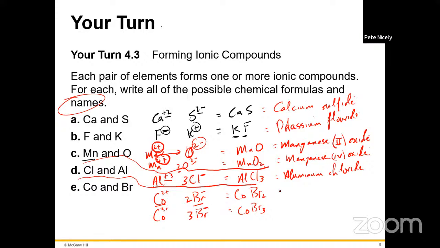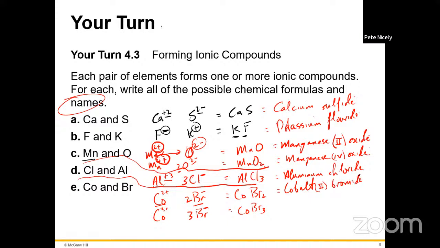So that leads us now to CoBr2. What say you is the name of that compound? Cobalt, Roman numeral 2. Cobalt(II) what? Bromide. Bromide, exactly.